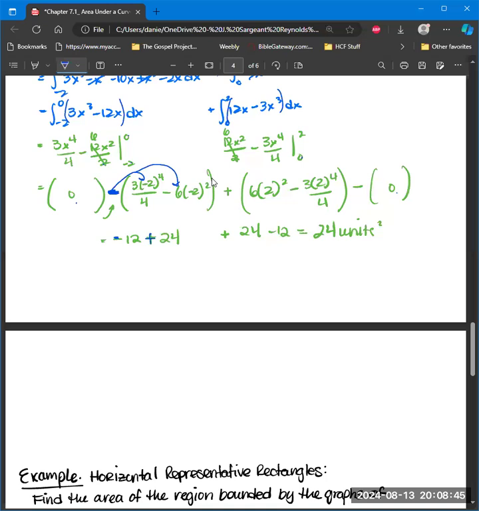I come over here, and this was 6x squared, and I plug 2 in here. 6 times 4 is 24. Plug 2 in here, 16 over 4 is 4 times a -3 is a -12. And we already said if I put 0 in there, I get 0. So this is going to be 24 plus 24 is 48. -12 and -12 make a -24. That gives me a positive 24 square units right here for my final answer.